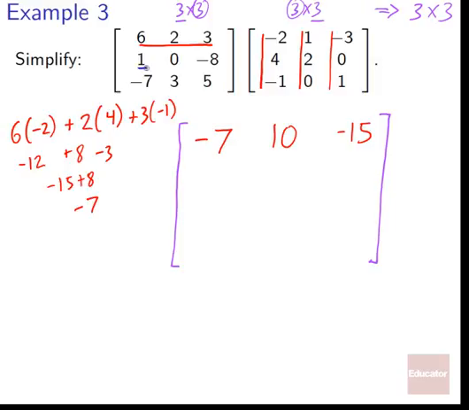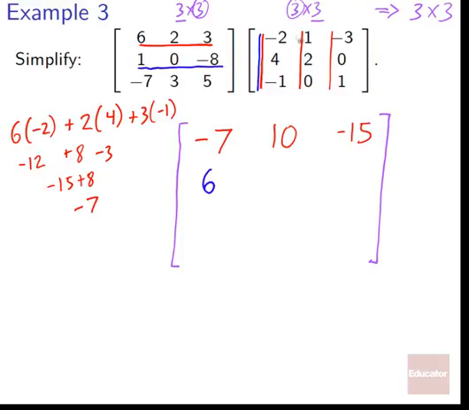Next one, let's switch to a new color. So second row, 1, 0, negative 8. Multiply that by the first row. So second row, first column is going to be 1, 0, negative 8 on negative 2, 4, negative 1. 1 times negative 2, negative 2. 0 times 4, 0. So negative 2 plus negative 8 times negative 1 becomes positive 8. So negative 2 plus positive 8 becomes positive 6.